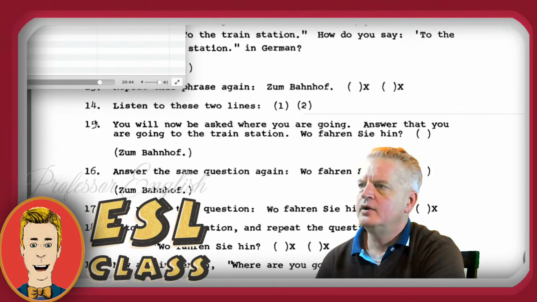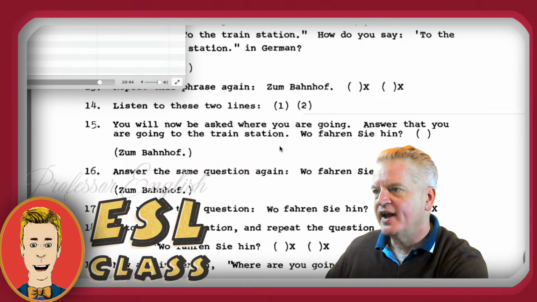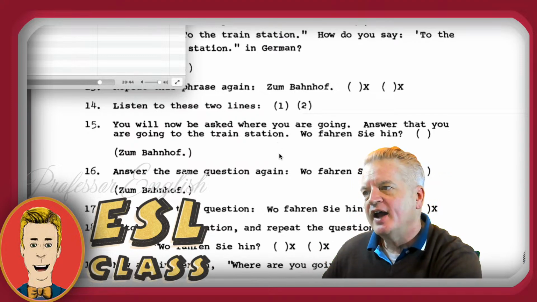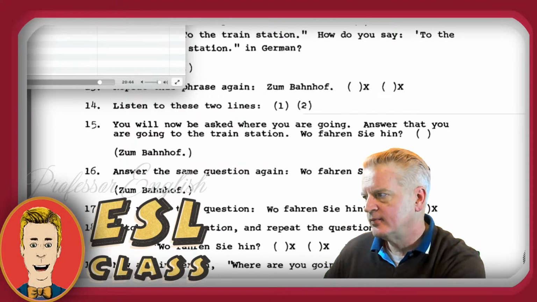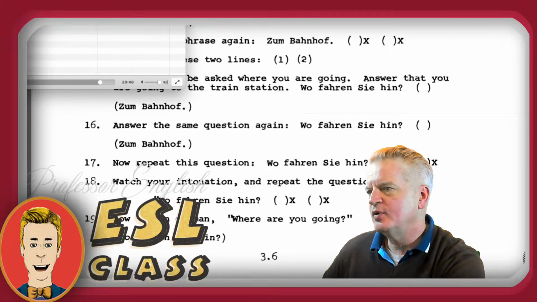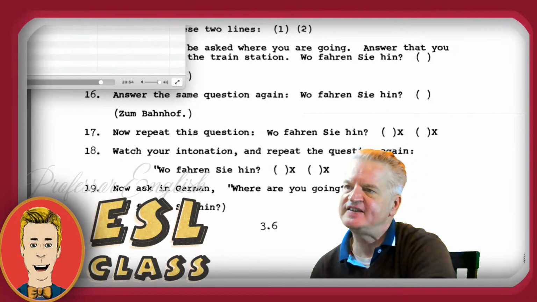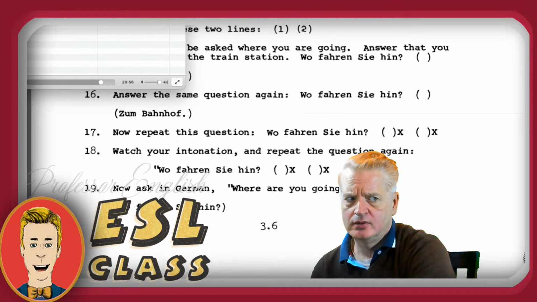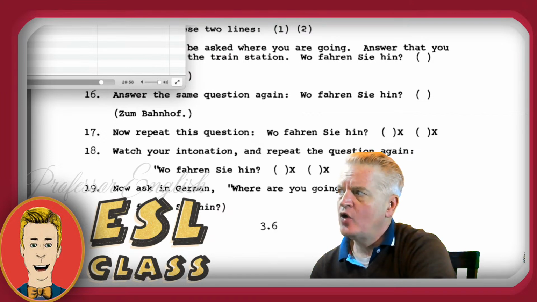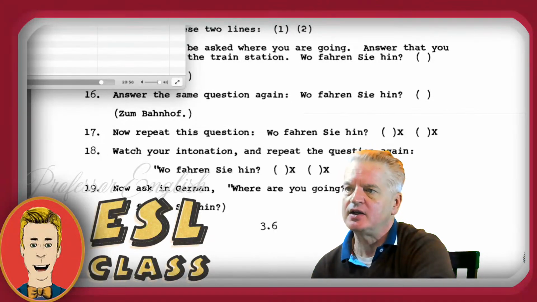You will now be asked where you're going. Answer that you're going to the train station. Wo fahren Sie hin? Zum Bahnhof. Answer the same question again. Wo fahren Sie hin? Zum Bahnhof. Now repeat this question. Wo fahren Sie hin?